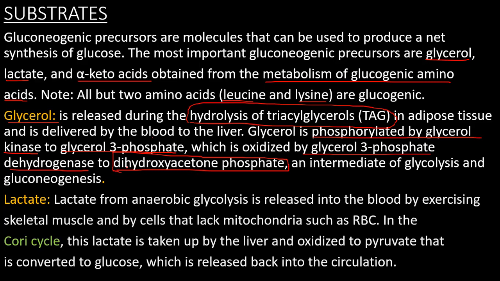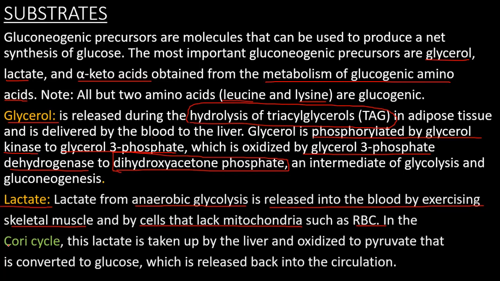Okay, now lactate. How can you get glucose from lactate? Now, lactate is obtained from anaerobic glycolysis, where we convert pyruvate to lactate, a reaction catalyzed by lactate dehydrogenase. Now, lactate can be converted back to pyruvate by the same enzyme. Now, lactate from anaerobic glycolysis is usually released in the blood by exercising skeletal muscles, and also by the cells that lack mitochondria, such as red blood cells.